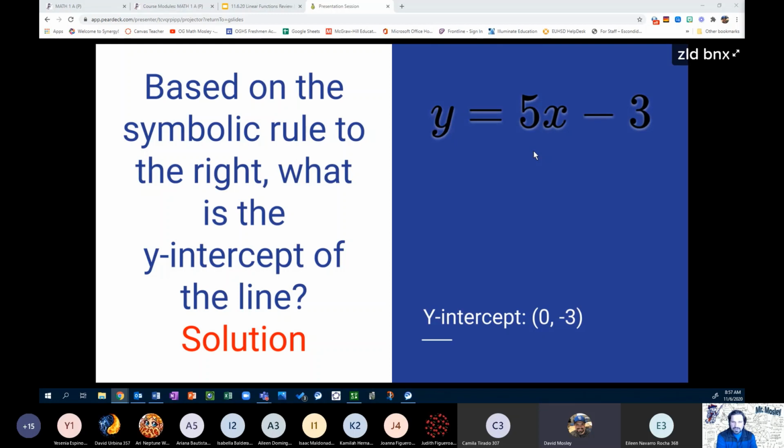So is there anything I can clarify about this? Do you need to see an example? Do you need to see a better explanation?